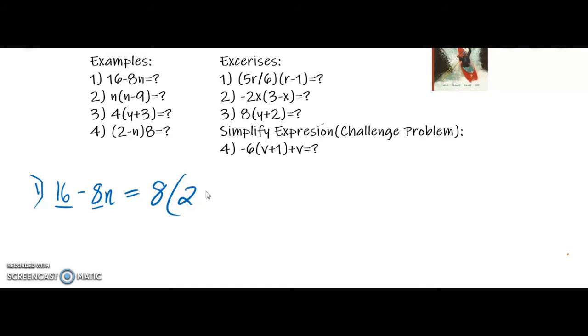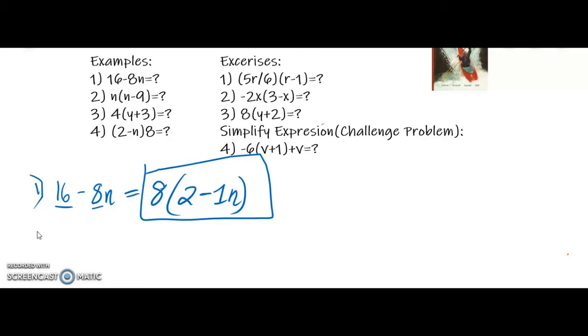So 8 times 2 equals 16, and minus 8 divided by 8 equals negative 1 n, because the n carries forward. You haven't included the n out there, so you have to include the n over here. So when you distribute this, you get 8 times 2, 16, plus 8 times negative n, which is minus, so 16 minus 8n, and that would be your answer.